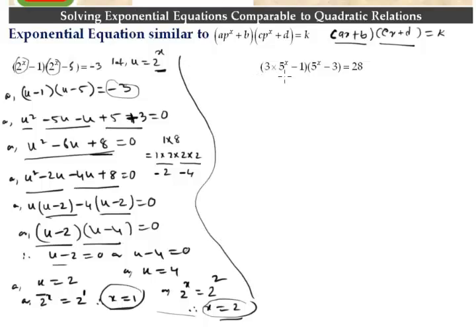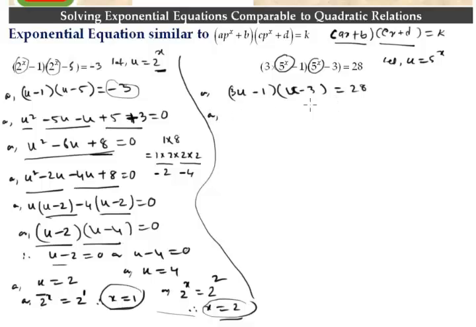Here 3 times 5 to the power x minus 1 is multiplied with 5 times 5 to the power x minus 3, and this equals 28. So here the common exponential term is 5 to the power x. So we will replace this 5 to the power x with a new variable u. So what we will get is 3u minus 1 times u minus 3, since 5 to the x is u, so u minus 3 equals 28.